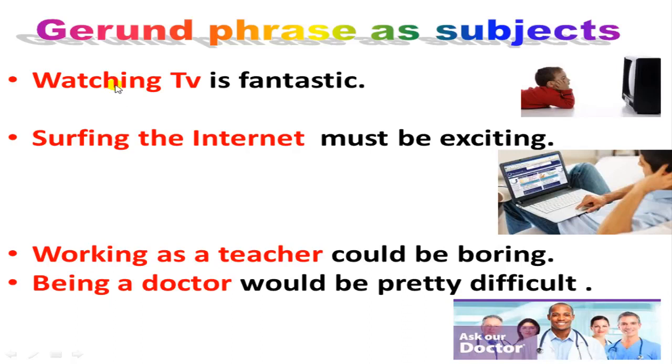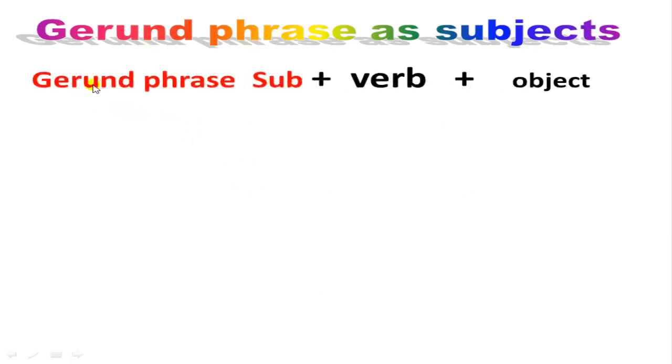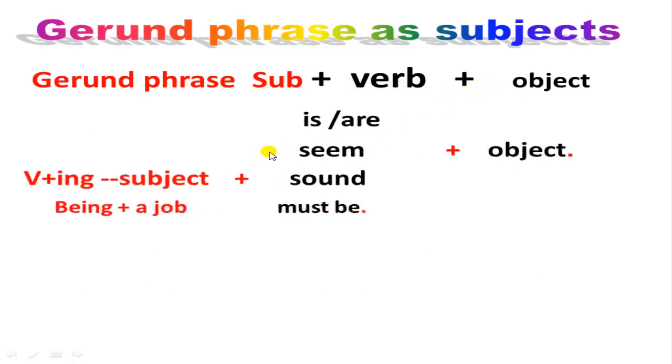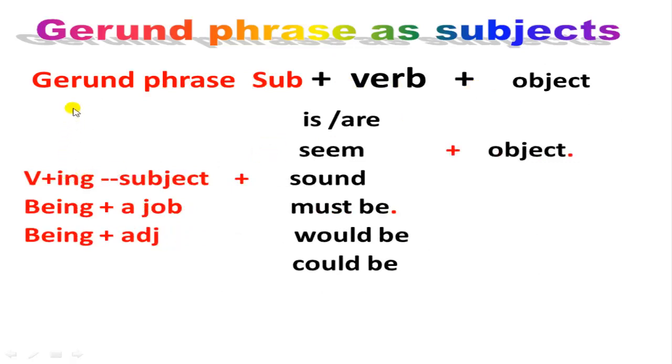So here you have gerund, verb plus ing: watching, surfing, working, being. Phrase means two or three words: watching television, surfing the internet, working as a teacher, being a doctor. And all of these are subjects. Then the verb is, must be, could be, would be, and adjective or object. So this is a gerund phrase. So here you can have gerund phrase as subject, verb plus object. Gerund phrase, a subject. Verb plus ing. This is subject plus a noun.